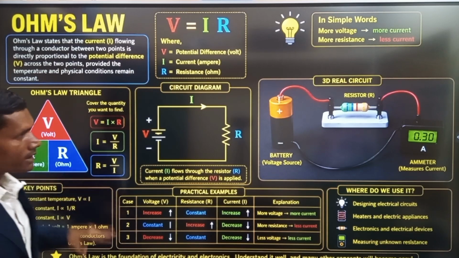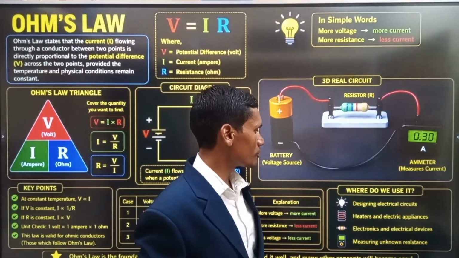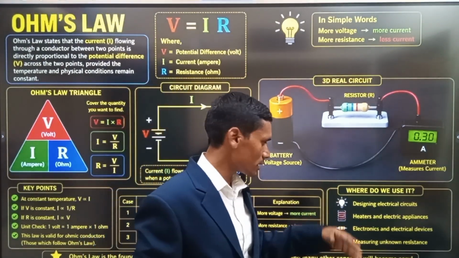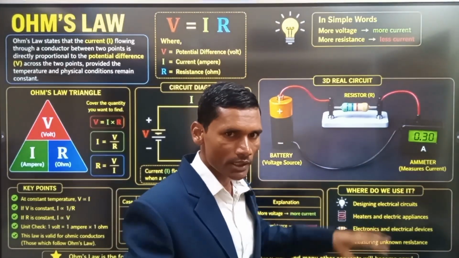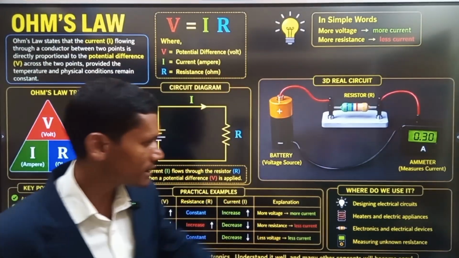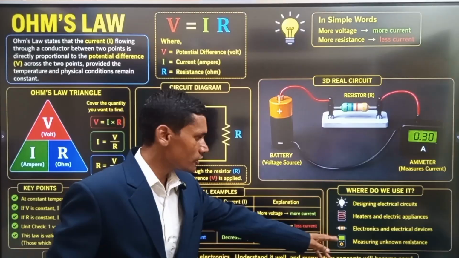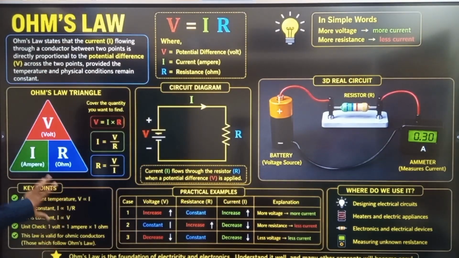Here are some key points about where it is used. Ohm's law is used in designing electrical appliances, it may be heater coils or resistors. Wherever we are using any electrical appliances, there we are using this. Next, electronics and electrical devices and measuring unknown quantities, these types of devices you might have seen, there also they are using Ohm's law, right? Here some key points are given. This also you can check once.